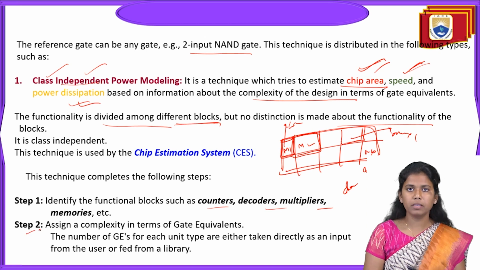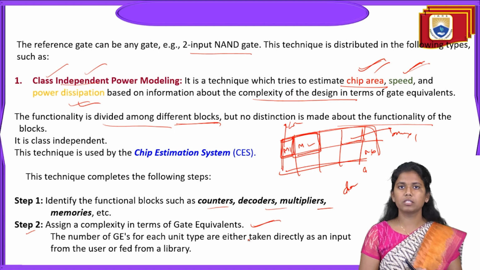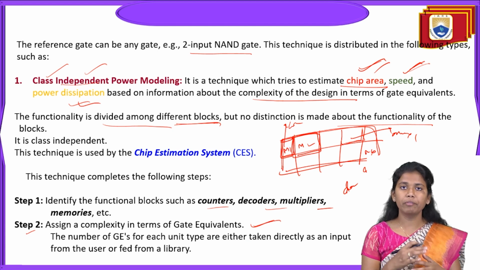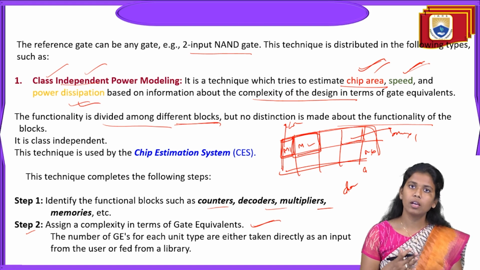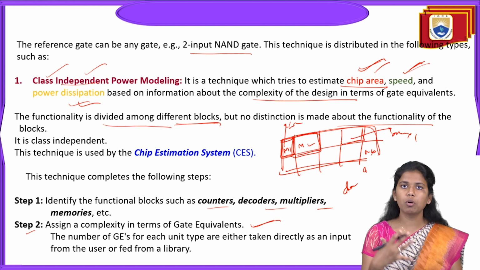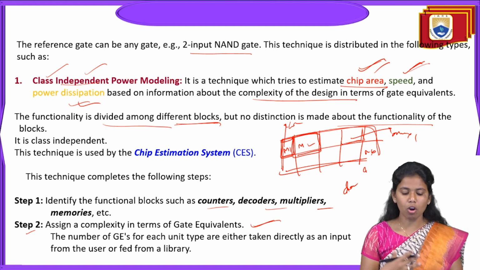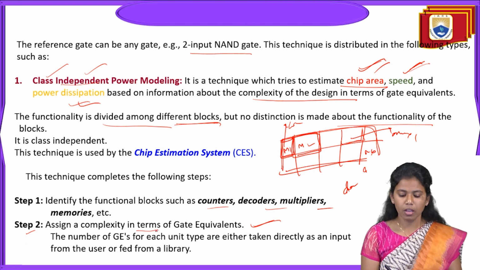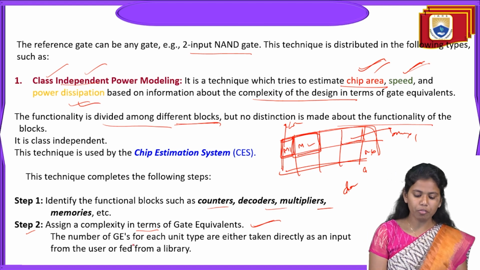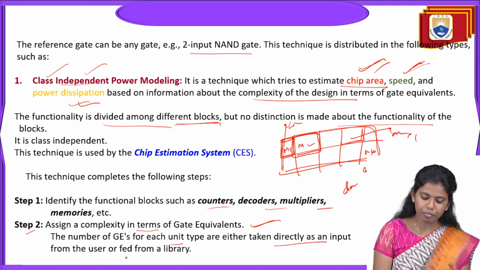And then the next step is to assign the complexity in terms of gate equivalence. Using the gate equivalence technique, we have to check in which model the complexity is maximum, and in which model the complexity is raised and due to what factors. All these things can be done by using step 2. Assign a complexity in terms of gate equivalence, that is, the number of gate equivalents for each unit type is either taken directly as an input from the user or fed from the library.